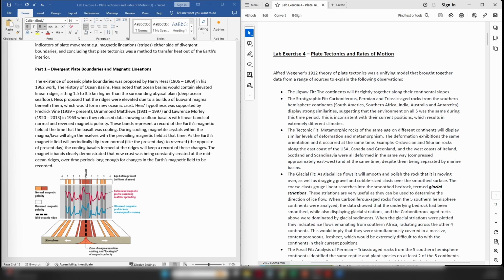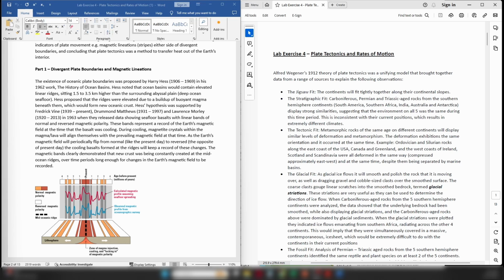And their work focused on the polarity of magnetic bands in the ocean floor. So one of the things that we know about the Earth is that its magnetic field is not constant. The orientation of it will flip. At the moment we have a normal magnetic polarity, so north is north, south is south. But for periods of time that will actually reverse, and you will end up with periods when the magnetic polarity is essentially north is south and south is north.